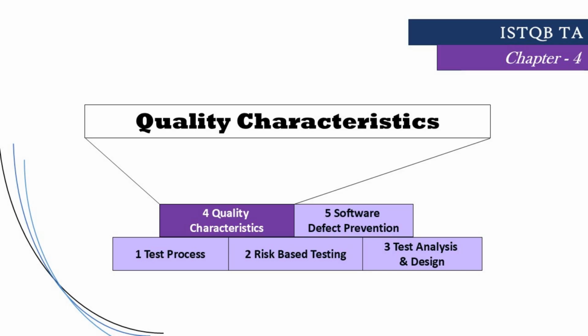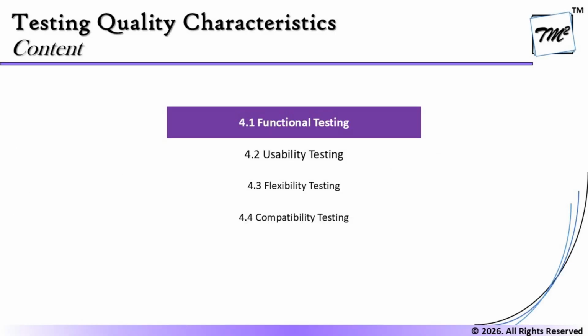Welcome back to another tutorial on ISTQB Advanced Level Test Analyst Certification. We are getting started with Chapter 4, that is Quality Characteristics. And today we shall be looking at the first segment of it, which is 4.1 Functional Testing, and trying to deep dive into what kind of functional tests can be performed when it comes to measuring the quality characteristics of a system.